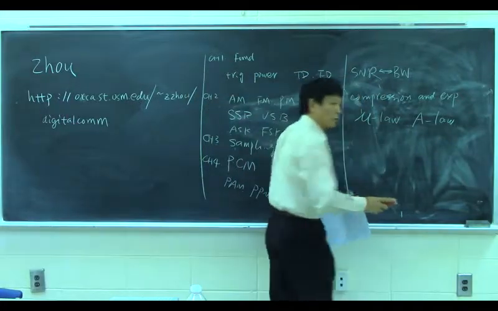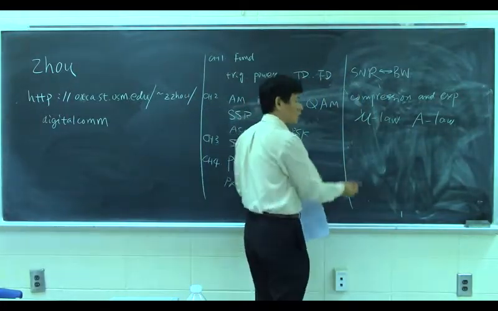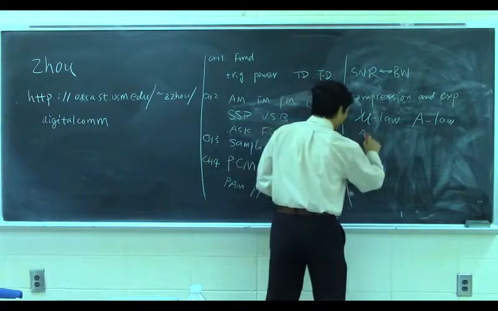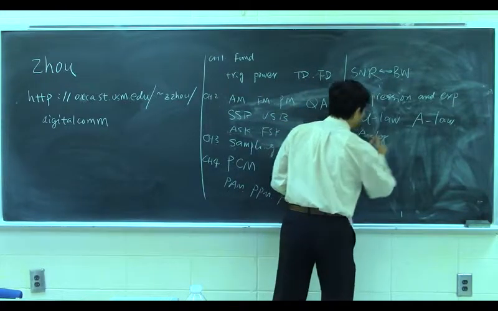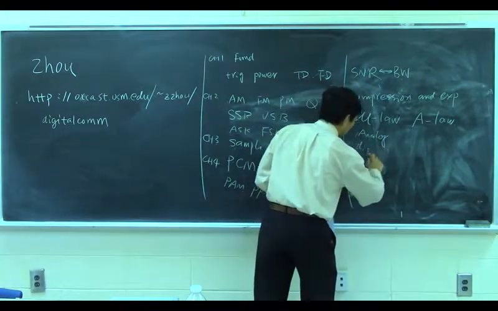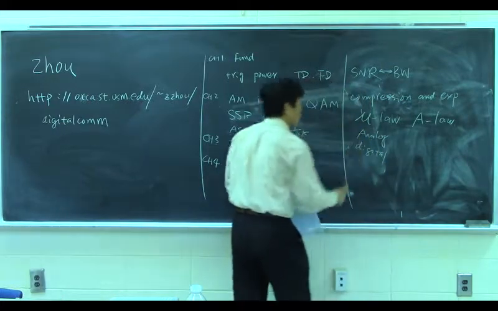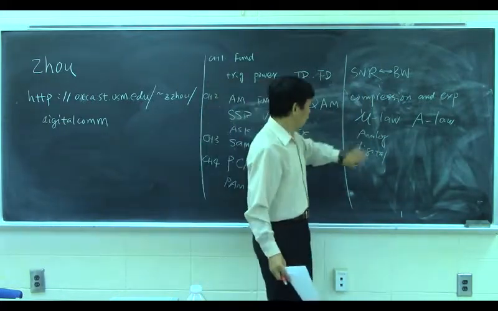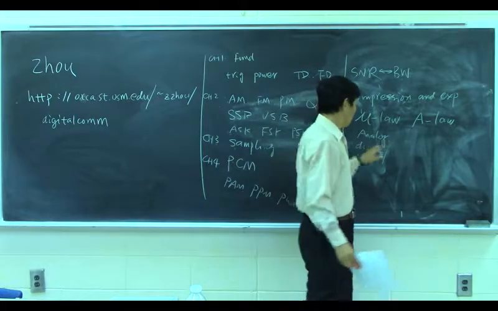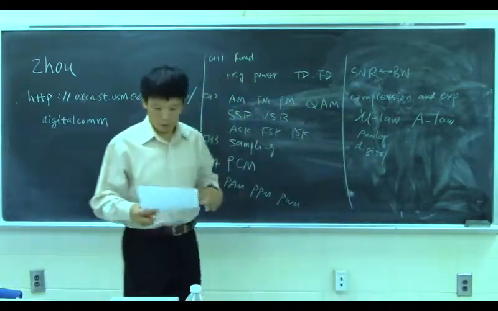For each one of these two, we have two schemes. One is in the analog region, the analog method. Another one is digital. So we have analog mu law, digital mu law, analog A law, and digital A law. We are going to discuss all of this.